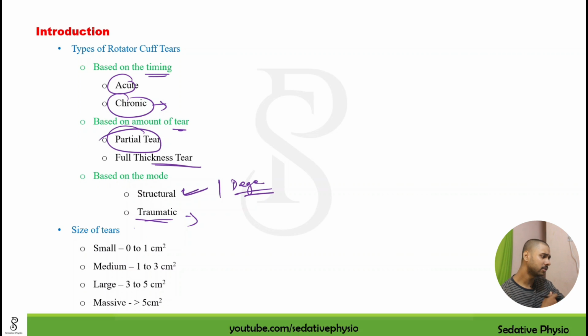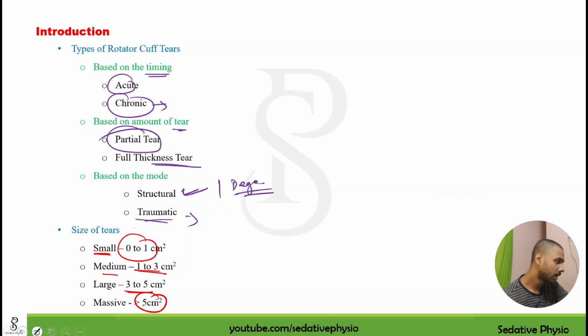Now, the size of the tear: if there is a tear, there will be some size, and according to the size of the tear, the severity depends. So we can have 4 different classifications of the size of tears. The smallest is 0 to 1 centimeter square, the mildest form of tear. Medium is 1 to 3 centimeter square. Large, 3 to 5 centimeter square. And massive, if there is more than 5 centimeter square of tear in the rotator cuff, and it is very much complicated to treat. Open surgeries are preferred, tendon transfers are preferred, and rehabilitation goes a long way, right? So we have these 4 classifications on the basis of the tears that define the severity of the tear.